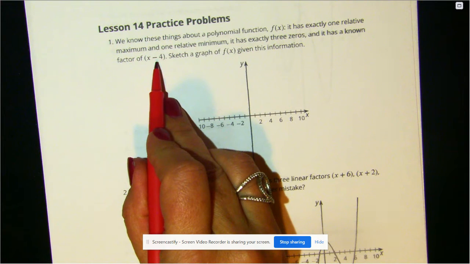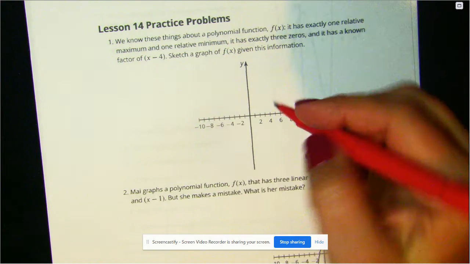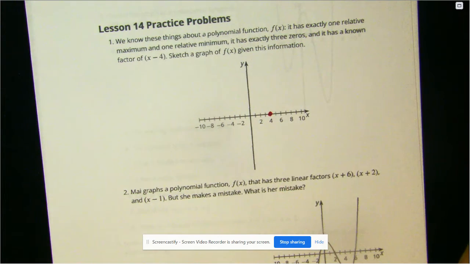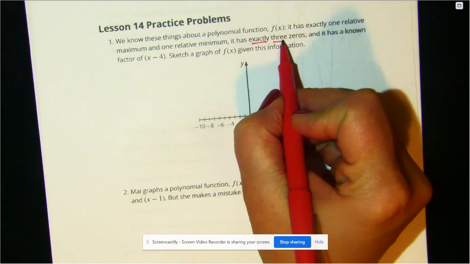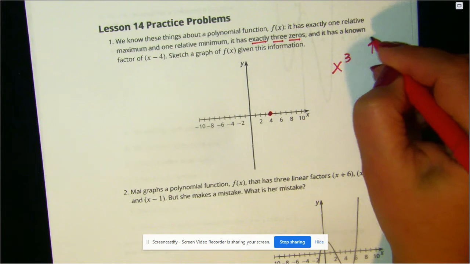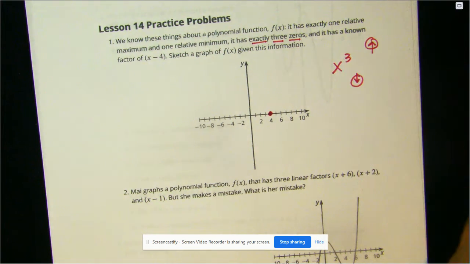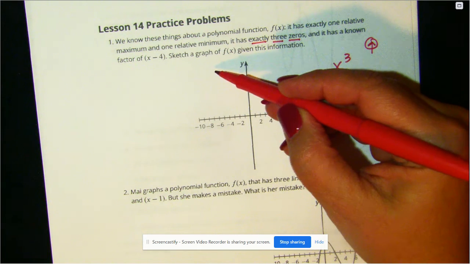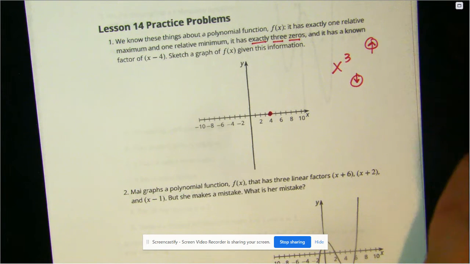I know if x minus 4 is a factor, then the intercept to that is positive 4. If it has exactly 3 zeros, that means it's a third degree. So it's going to be going up over here and down over here. They didn't tell me that the leading coefficient is positive or negative. So you could do up over this, you could reverse it, right?